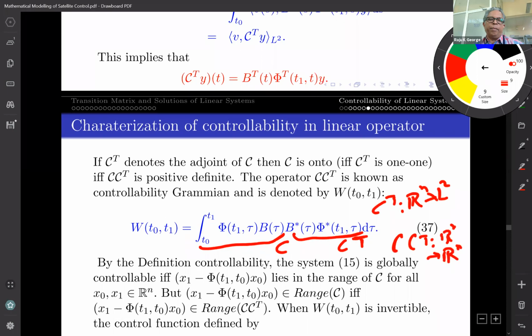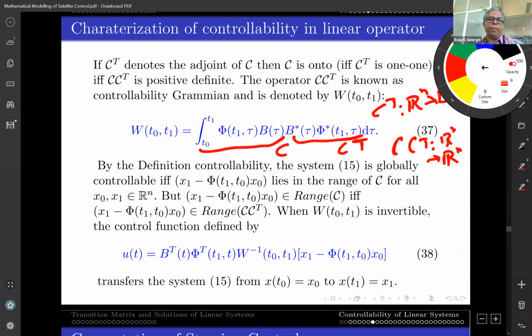So therefore, CC transpose is a bounded linear operator from Rn to Rn. It has to be a matrix; it has a matrix representation. That matrix is known as the controllability Grammian. Kalman established the result that the linear system is controllable if and only if this matrix is invertible. CC transpose is positive definite, which means invertible.